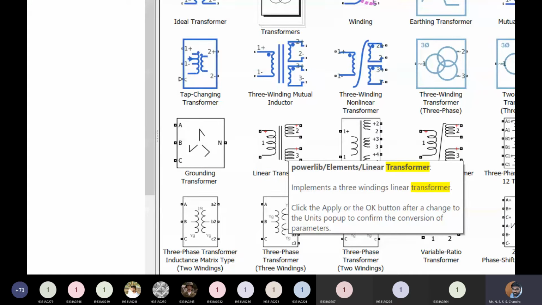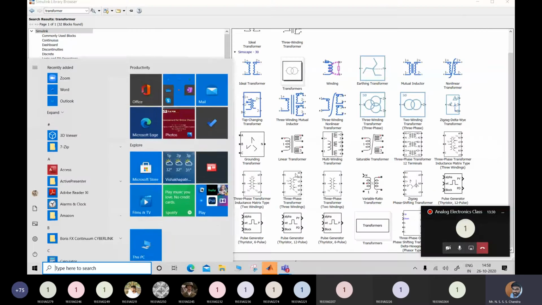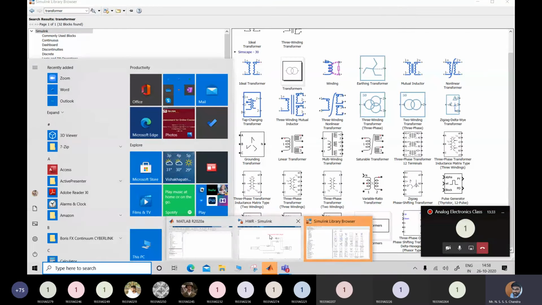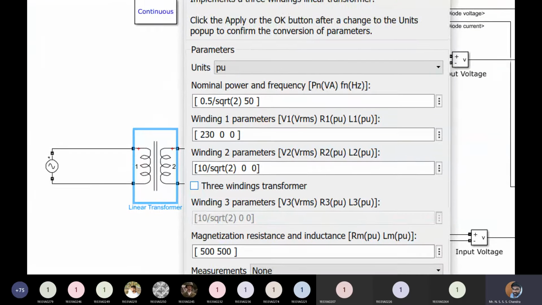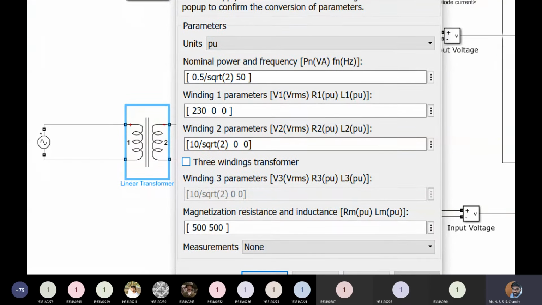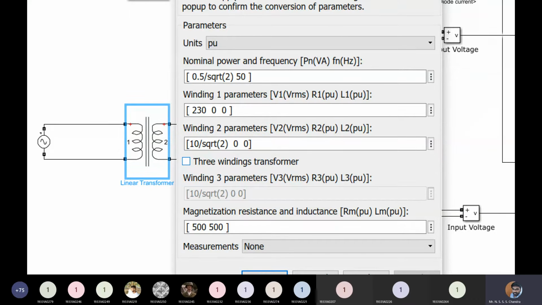Yes, sir. Yes, right. So now, I'm not going to use all 3 windings. I'm only going to use one winding on the primary side and one winding on the secondary side. I will copy and paste this into the simulation circuit, and then in the simulation circuit I am unchecking the 3 windings transformer option. So you have an option called 3 windings transformer. I'm just unchecking that.